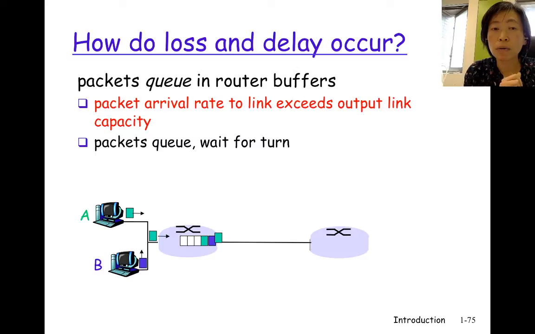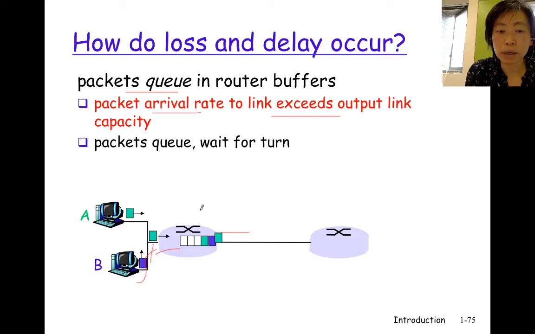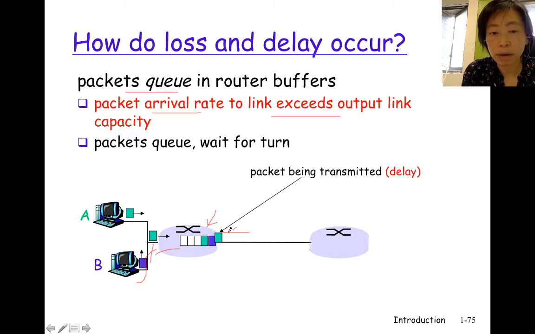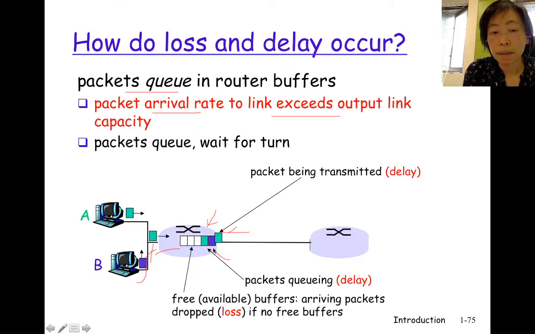Before we talk about how loss and delay can be long or short and how we measure them, let's find out first why we have loss and delay. And this is why. We have packets coming in to the router. If the arrival rate exceeds the output link rate, so if input rate exceeds outgoing rate, then the packets will have to queue up here at the queue. So we have delay transmitting a packet, and delay also here, waiting for its turn to go out. And if a packet arrives when the queue is full, then we have packet drops, packet loss. This is where delay and loss occur, mainly in the router.